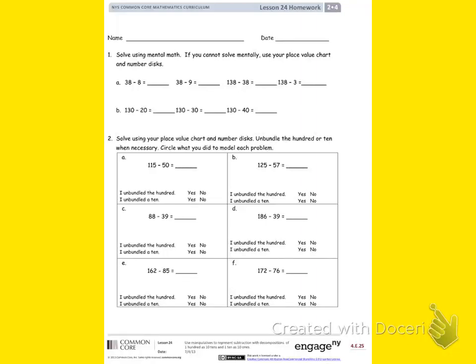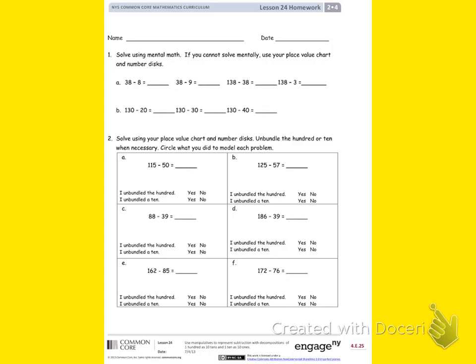Module 4, Lesson 24's objective is to use manipulatives to represent subtraction with decompositions of 100 as 10 tens and 110 as 10 ones. Problem 1. Solve using mental math. If you cannot solve mentally, use your place value chart and number discs.